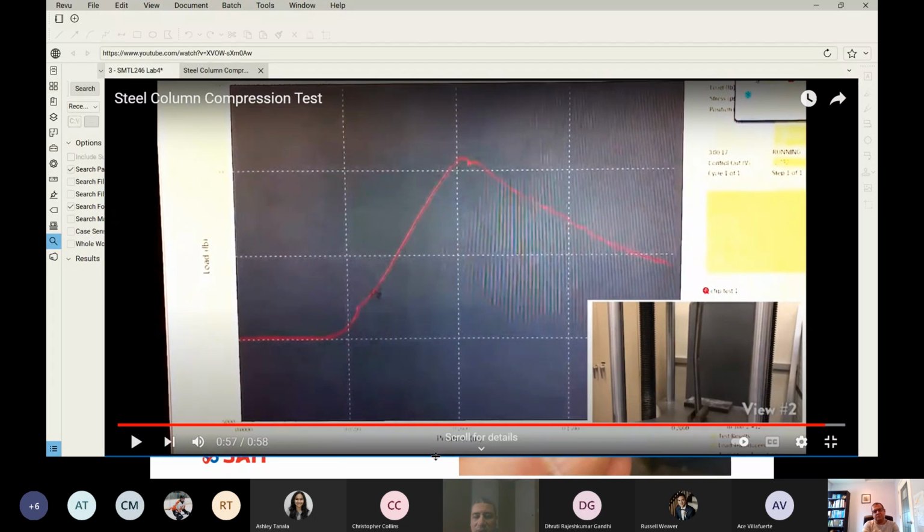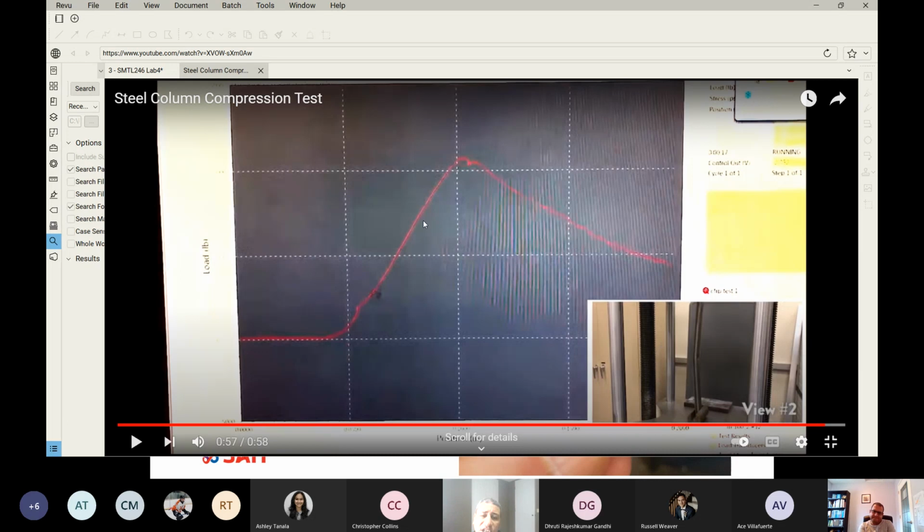All right, so a couple of things I want you to notice. Look at the center line of our specimen. Is it straight? No. It's bending. That's one thing, and I'll tell you why shortly.